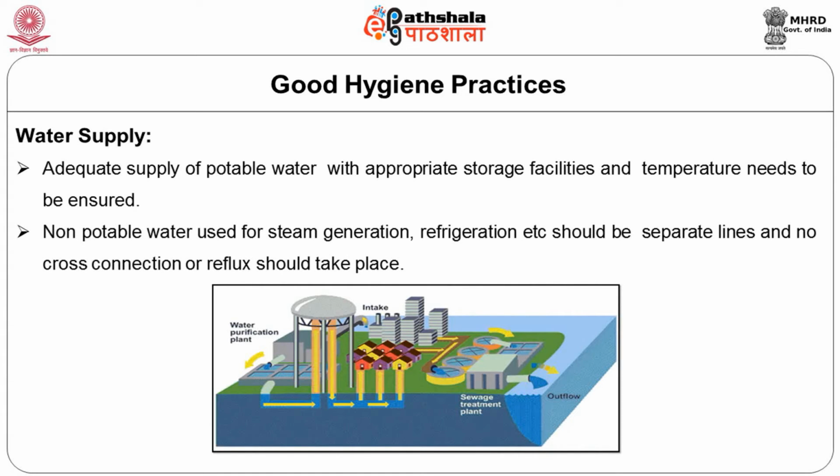Non-potable water used for steam generation, refrigeration, etc. should be on separate lines, and no cross connection or reflux should take place. So when we are designing the water supply in the food processing unit, we have to be very careful that non-potable water does not come in contact with the potable water. Those lines have to be separate. The non-potable water generally used for steam generation and refrigeration also has to be appropriately labeled, and it should not create any cross contamination.